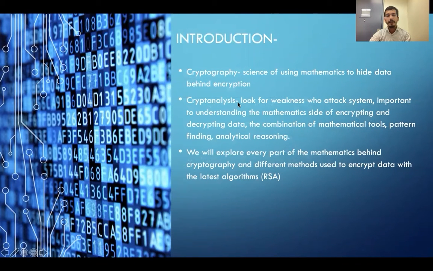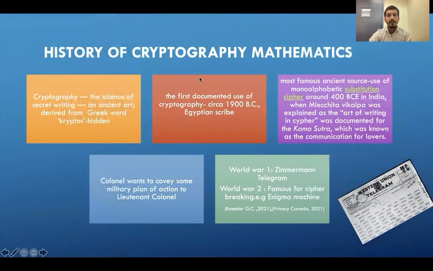Cryptanalysis: it's important to understand the mathematics side of encrypting and decrypting data, the type of algorithm it follows, and which mathematical tools and patterns it involves. It basically looks for weaknesses to attack the system. In this, we will explore every part of mathematics behind cryptography and different methods used to encrypt data with the latest algorithms. Here we begin. History of cryptography mathematics.